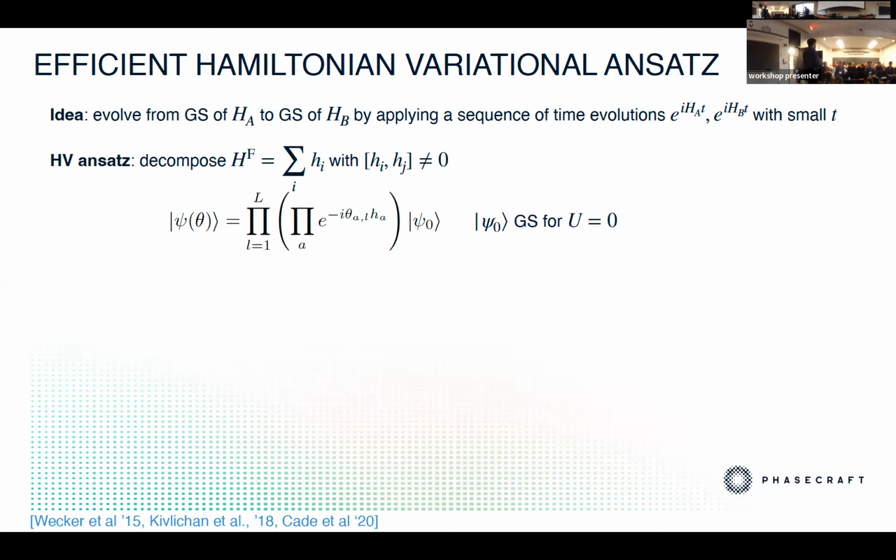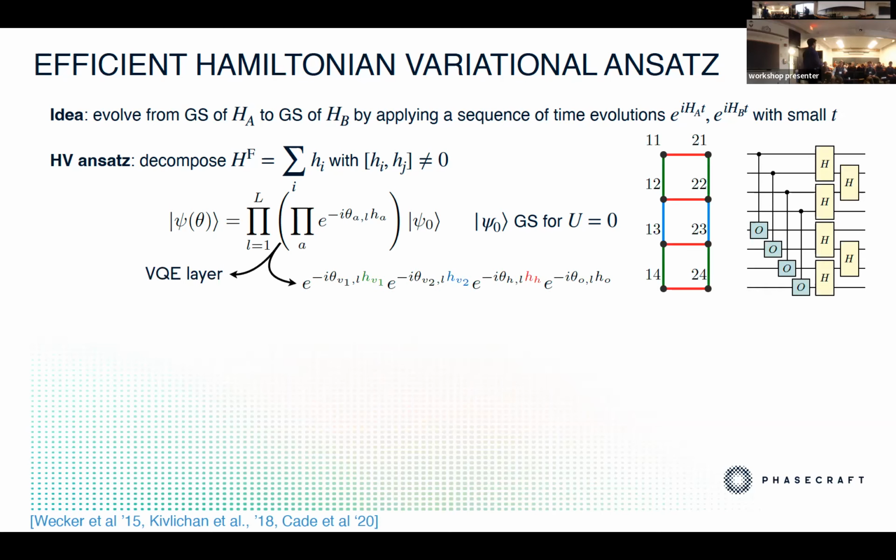So the idea here, in this so-called Hamiltonian variational ansatz framework, is to decompose the original Hamiltonian into sets of terms, where each set consists of terms which commute with each other, and let's say we call a layer the application of all these sets in sequence. For instance, in this 2x4 system, we can identify 4 different sets of non-commuting terms: we have 2 vertical hoppings, green and blue, we have horizontal hoppings in red, and we have on-site interactions.